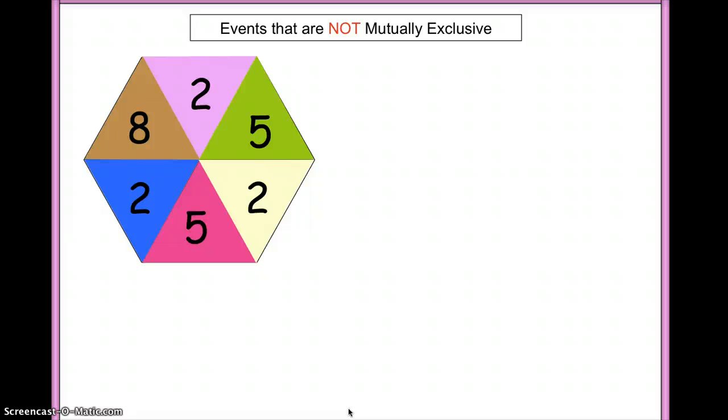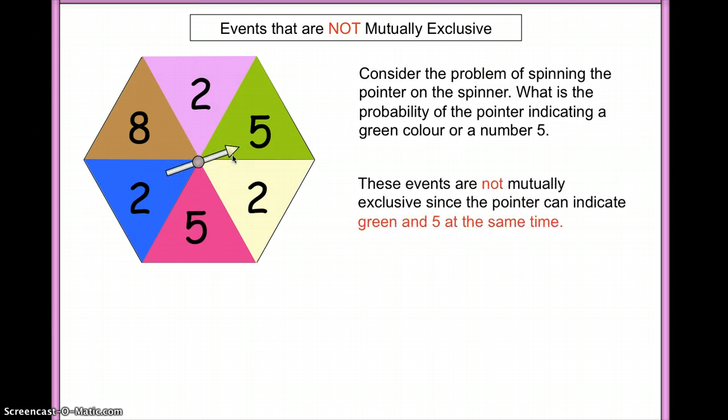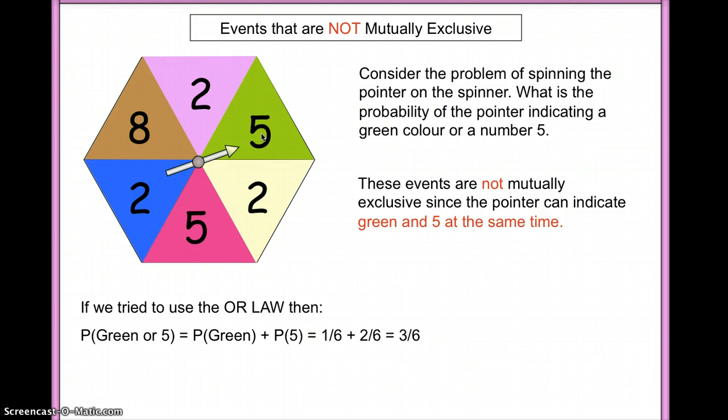Okay, how about this one, a spinner? What is the probability of the pointer indicating a green color or a number 5? As you can see, this 5 here is also green at the same time. So this is not mutually exclusive because you have one that shares both characteristics. If you try to solve this using the "or" law for mutually exclusive events, you get the probability of green plus the probability of 5. There's one green, so 1 out of 6, plus the probability of 5, there are 2 fives, so plus 2 out of 6, which is 3 out of 6 or 50%.